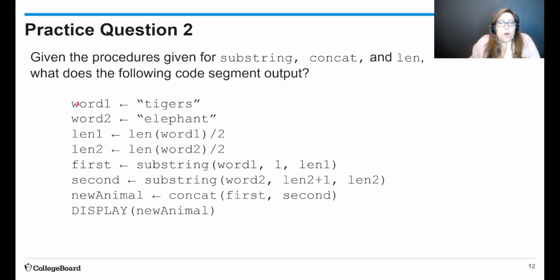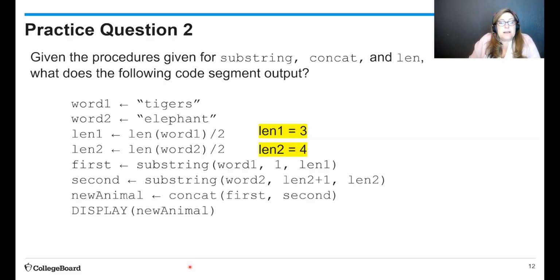Tigers is assigned to word 1, elephant to word 2. Now len 1 is being assigned the len of word 1. That's how many characters are in word 1: 1, 2, 3, 4, 5, 6. 6 divided by 2 is 3. So len 1 equals 3. Len 2 is being assigned the len of word 2. So how many characters are in word 2? Well, there's 8 in elephant. Divided by 2 is 4. So len 2 is 4.